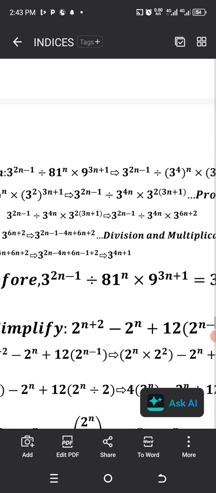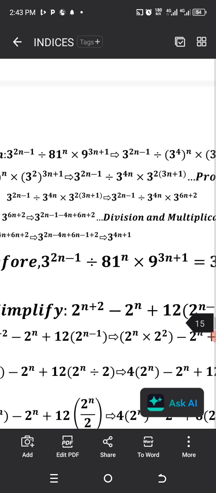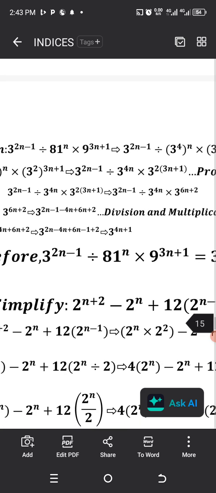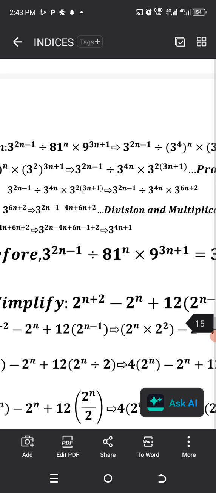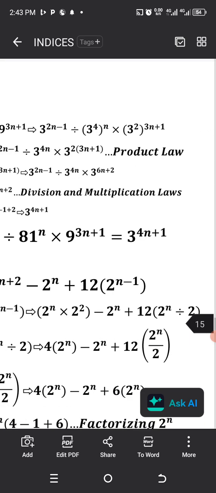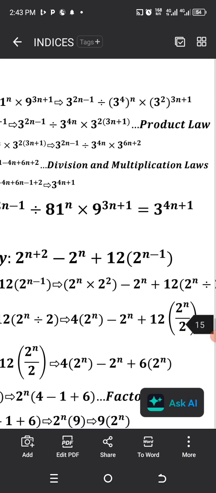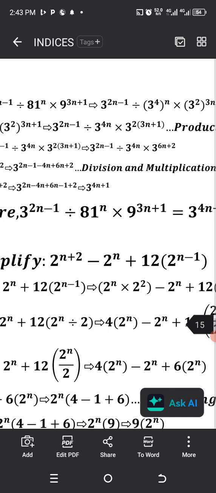So that is why you have 3 raised to power 2n minus 1 minus 4n plus 6n plus 2, with respect to 2. Sign in between the different base. So you get the exponent in between the base, and you add up mathematically. You have 4n plus 1. So that is the final answer there. You can express it further actually, but you don't need to complicate it. Just leave it that way.